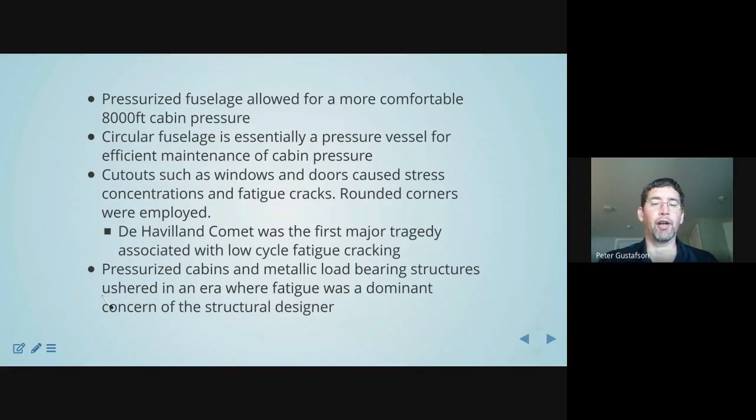Cutouts in that fuselage, such as windows and doors, in the early aircraft, the pre-modern aircraft, were, in fact, square. There were some very famous aircraft incidents resulting from square windows of pressurized aircraft. Those square windows caused stress concentrations and fatigue cracks, and then ultimately catastrophic failures and loss of life in the aircraft. So a modern structural aircraft will have rounded corners if it has a pressurized fuselage. The aircraft that I was referencing was the de Havilland Comet.